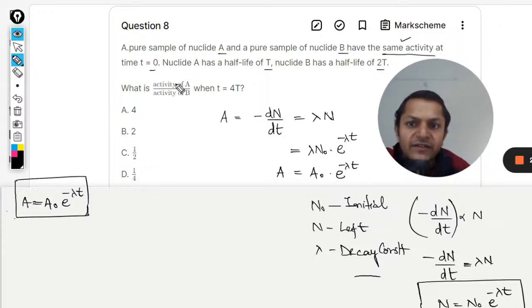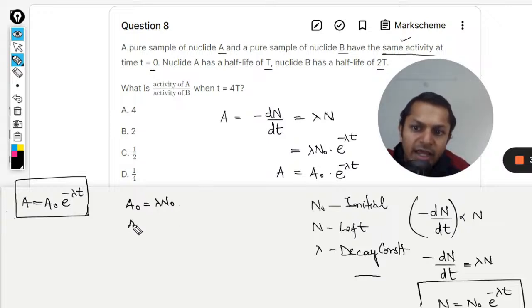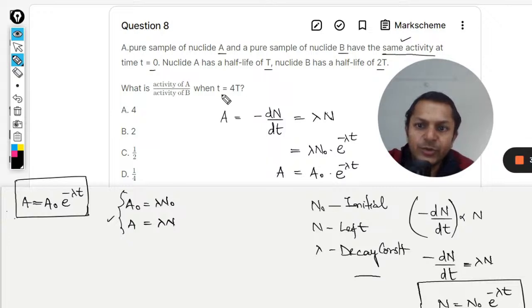Now the question is the activity of this and this. Another formula is A naught equals lambda N naught, and A equals lambda N. This is how they are related to the number of nuclei in the sample. Now t raised to power 4, so we would have to substitute this value here, but we do not want to do that, because that would unnecessarily bring in the exponential factor. We do not have those in the options.